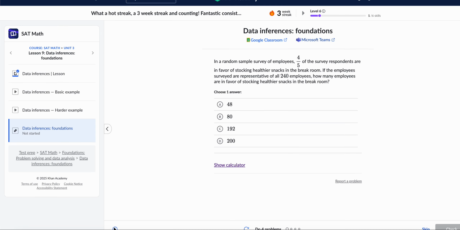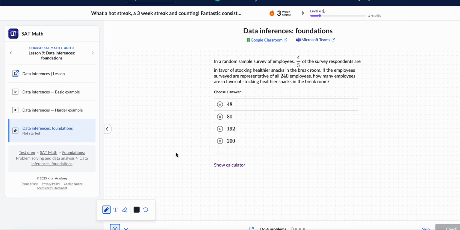Okay, and we're told that if the employees surveyed are representative of all 240 employees, how many employees are in favor of stocking healthier snacks in the break room? So there's a simple formula that we know we can rely on for problems like this, and that is that estimate equals sample proportion times the total population.